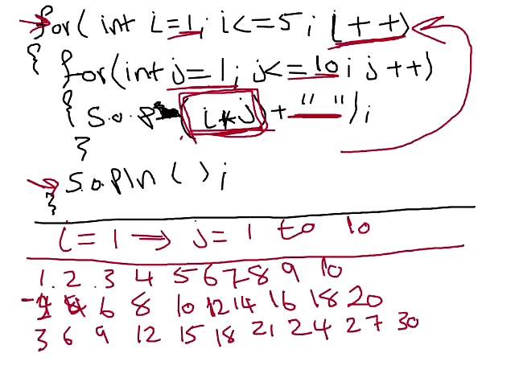What's the value of i now? 4, okay, so we need to multiply 4 by all the values of j, so you're going to have 4, 8, 12, 16, 20, 24, 28, 32, 36, 40.